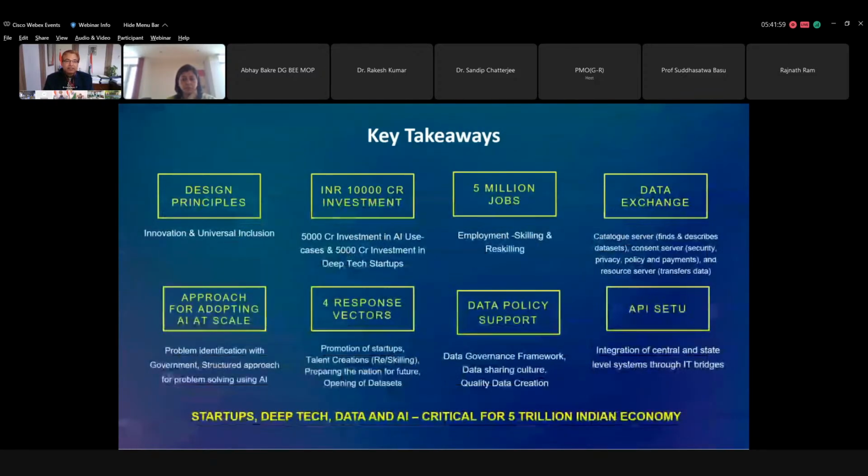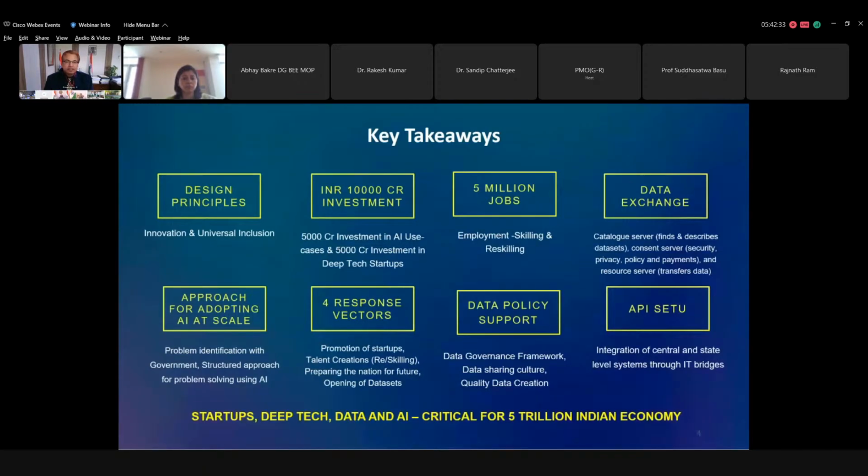In terms of the key takeaways, these are listed here. The first was that the design principles for the policies and initiatives must be focused on innovation and universal inclusion, ensuring that all the startups can have access to data without any difficulty, and startups even in rural areas can have access to the same set of support systems and data as the startups in the cities.